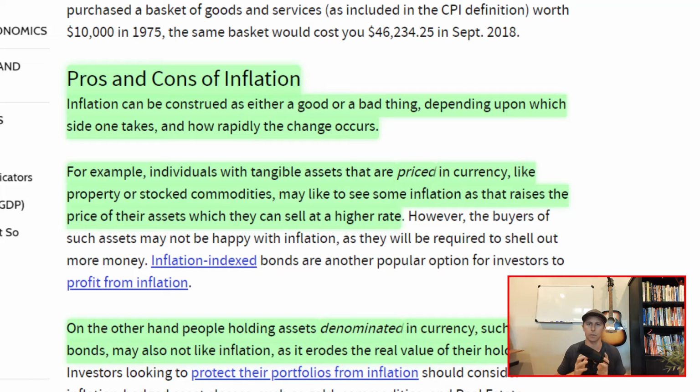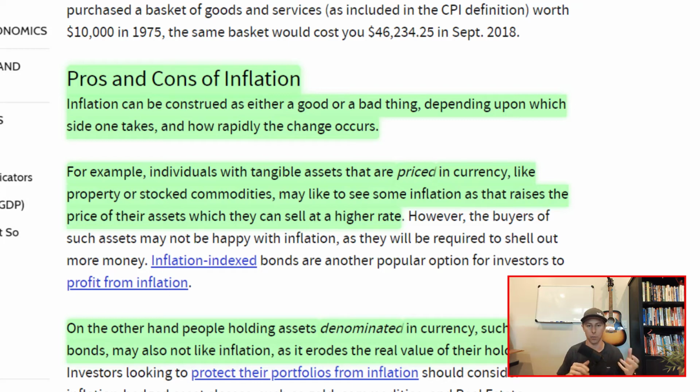All right, so now that we understand what inflation is, what causes it, and the different types, let's look at some pros and cons of inflation so that we know how to better position ourselves moving into the future. So inflation can be construed as either a good or bad thing depending on which side one takes, and of course how rapidly the change occurs.